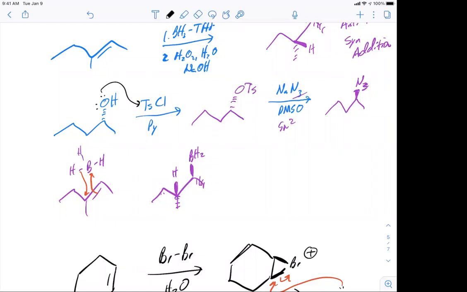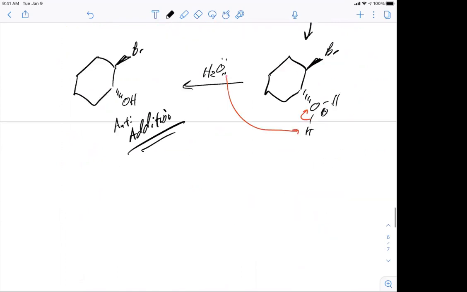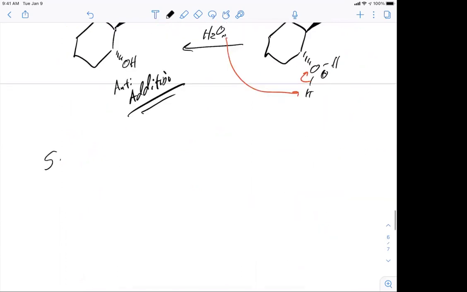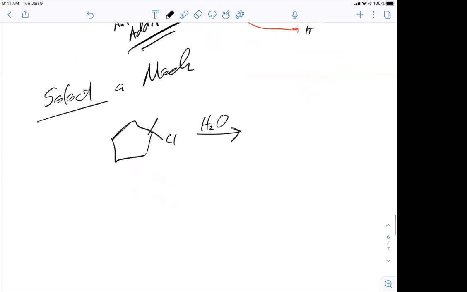Right. Okay, let's try a couple more of these. We're running out of time. Let me see if there's anything we really need to make sure. Okay, let's do select a mechanism. Remember, I have office hours this afternoon. Let's do these real quick. Okay, tell me if it's SN1, SN2, E1, E2.